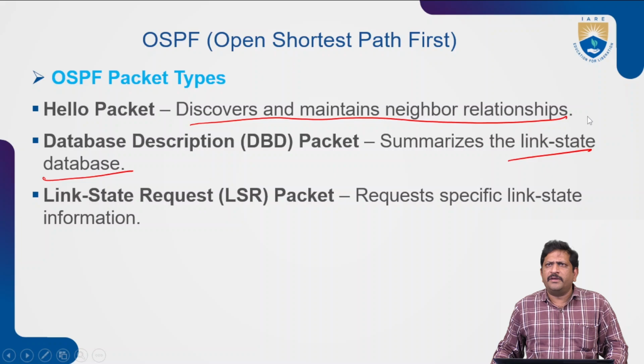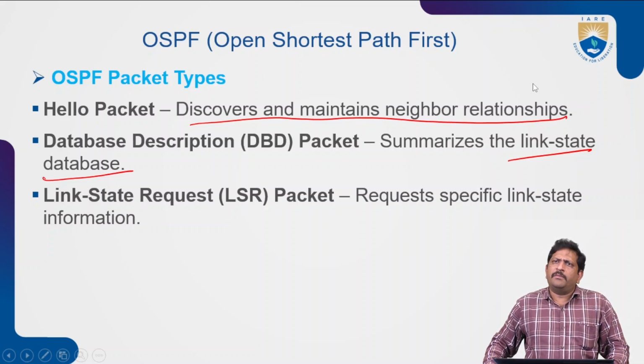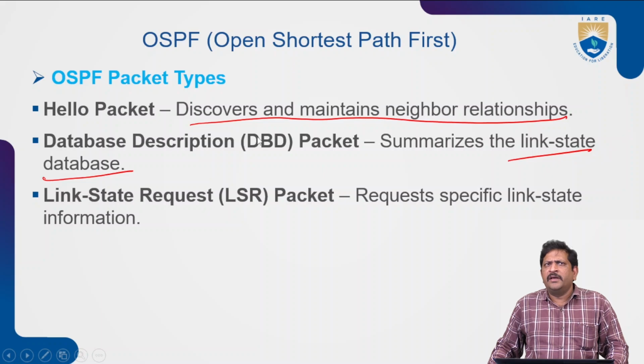In the link state database, state 1 has one database, state 2 has another, state 3 has another. State 1 has the HR department database, state 2 has an administration department database. Like this, any number of states have databases. Each and every database can be interconnected or linked with the help of the DBD packets.